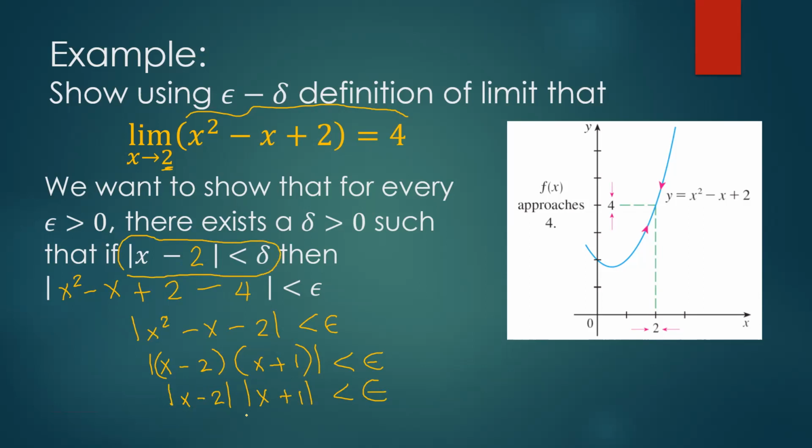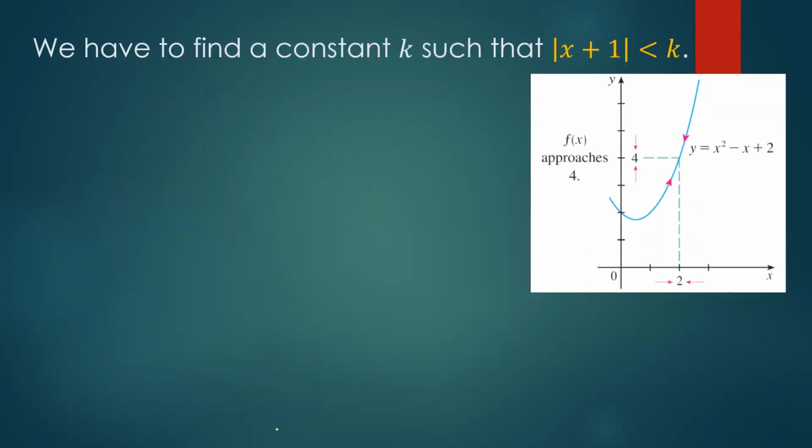Ito naman, meron kang kasamang factor, no? You cannot divide both sides by the absolute value of x plus 1 since there's the variable x. Pwedeng mag-0 kasi yun, when x is negative 1. So, we cannot make this our divisor right away. So, gagawin natin is to manipulate the equation. We have to find a constant k such that the absolute value of x plus 1 is less than k. Dapat hindi siya mag-0, no?